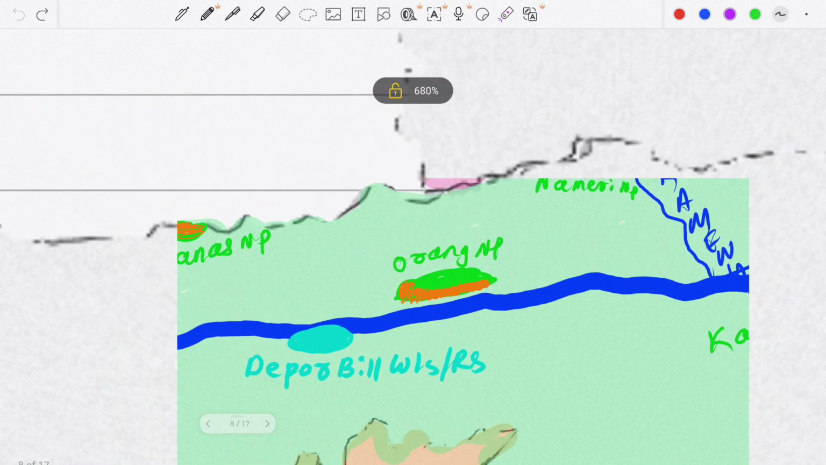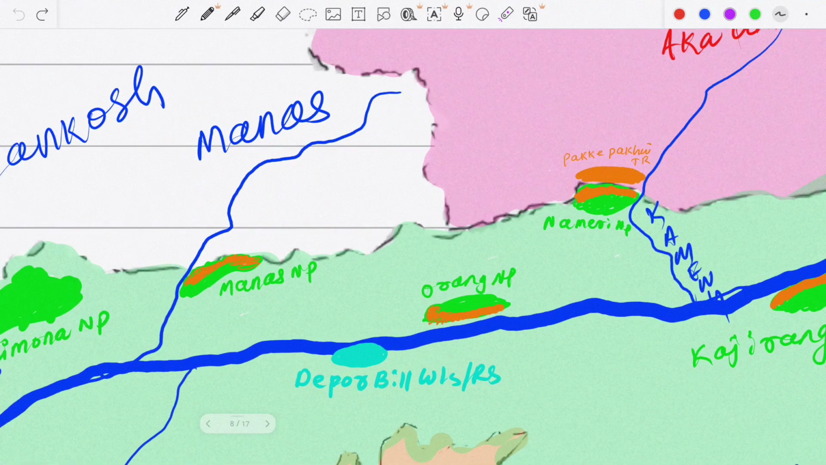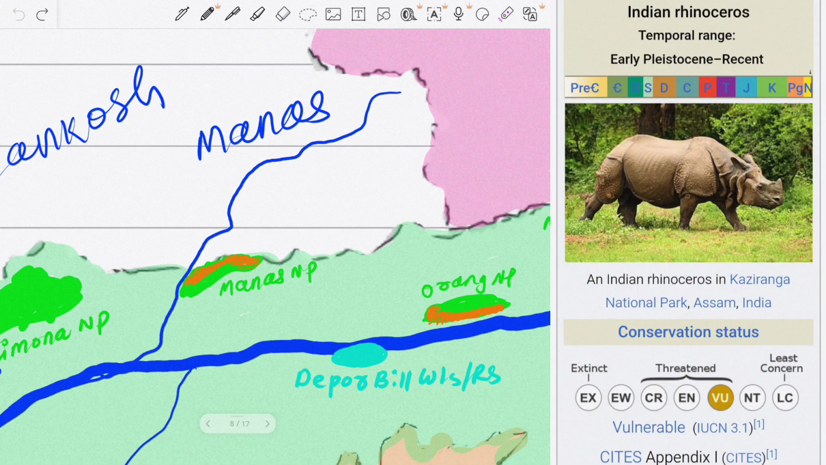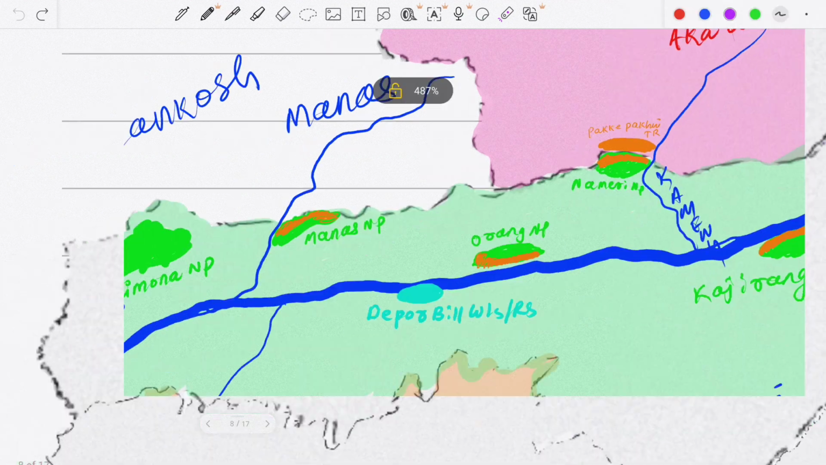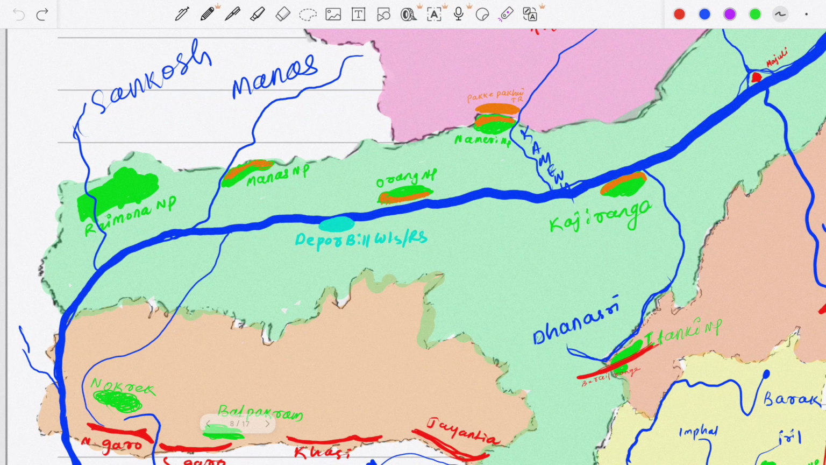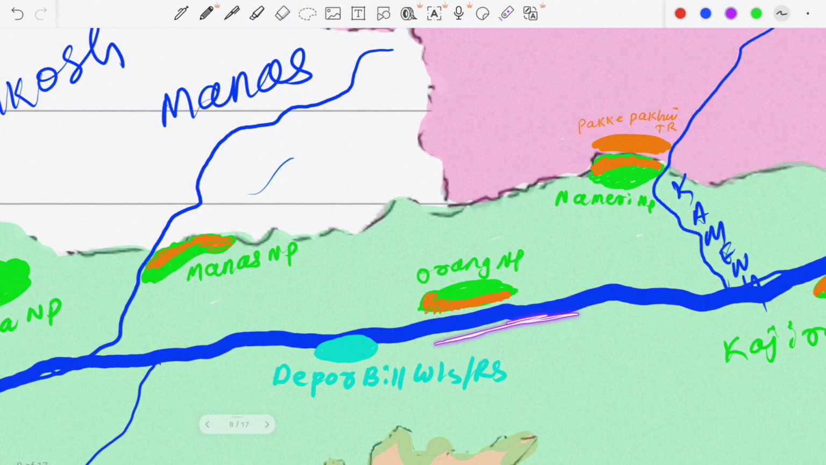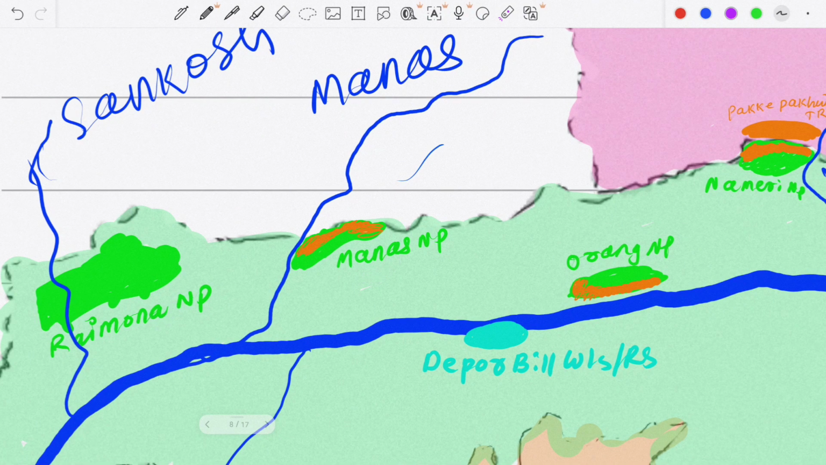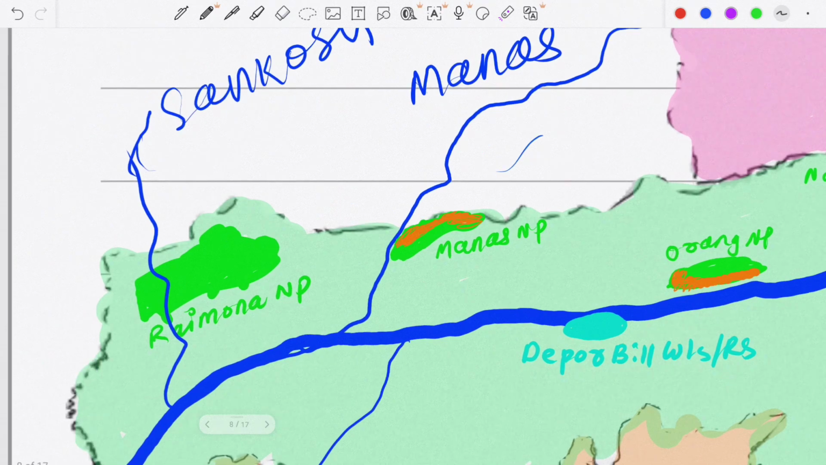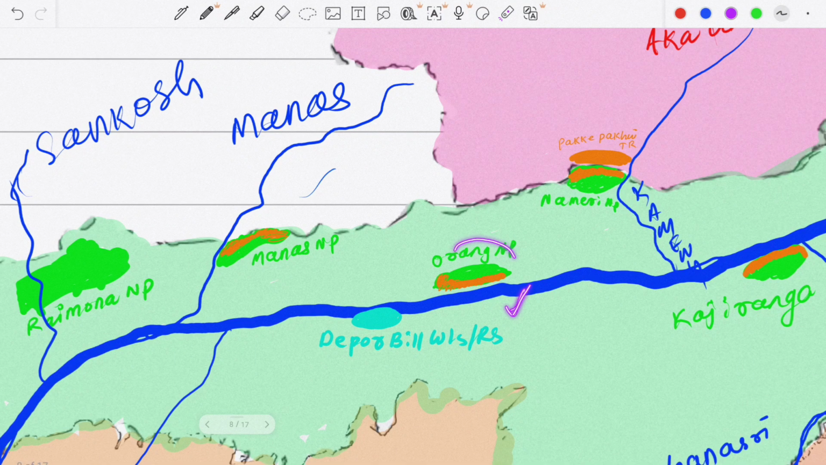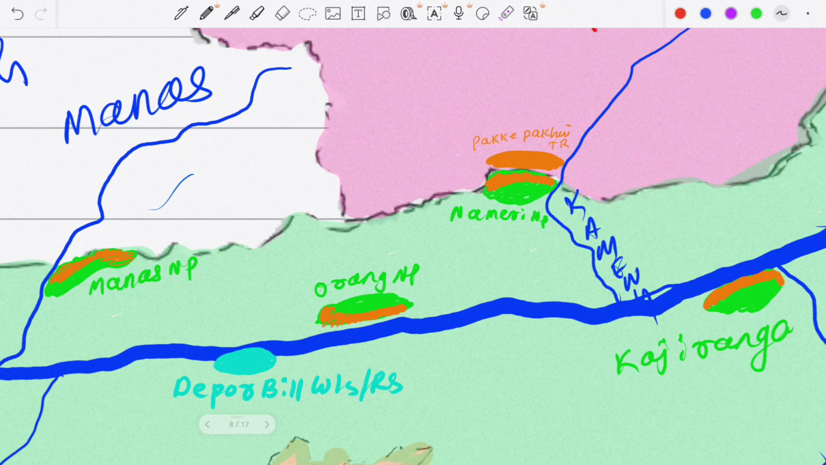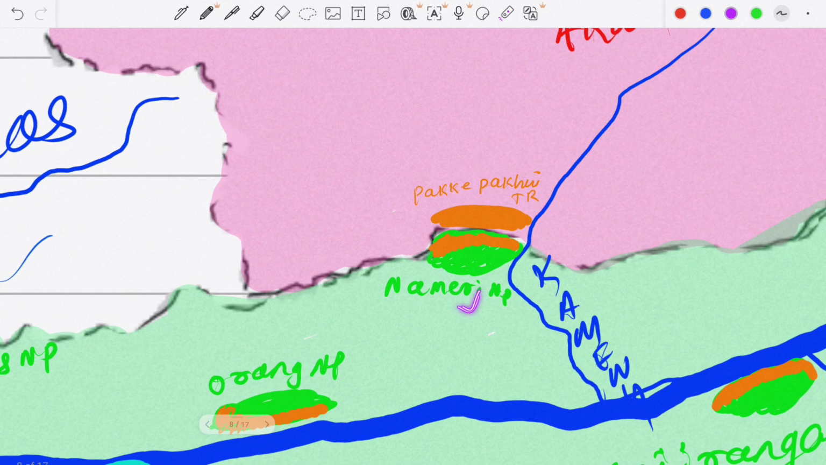Orang National Park is also a biologically rich place which is home to the Indian rhinoceros. Not only this, it is also home to the pygmy hog, which is critically endangered, the Indian elephant, and many other organisms. It lies on the bank of the Brahmaputra, unlike Manas and Raimona. Manas National Park lies on the borderline of Bhutan and India, that is Assam. And Raimona also lies away from the bank of the Brahmaputra. But in the case of Orang, it lies on the bank of the Brahmaputra. Clear? So now we can study the Nameri National Park.